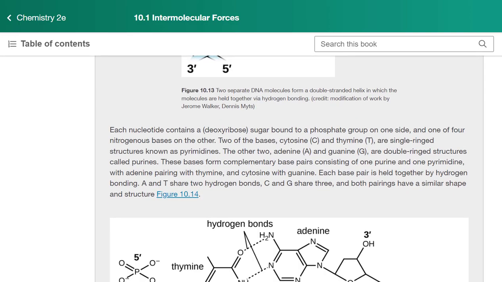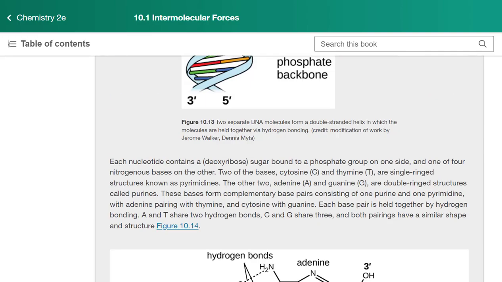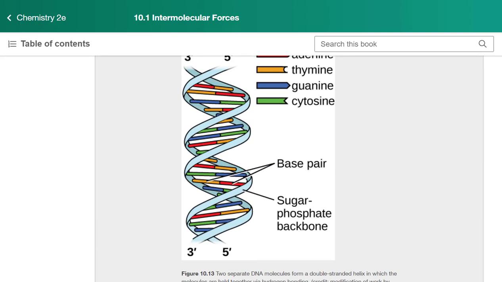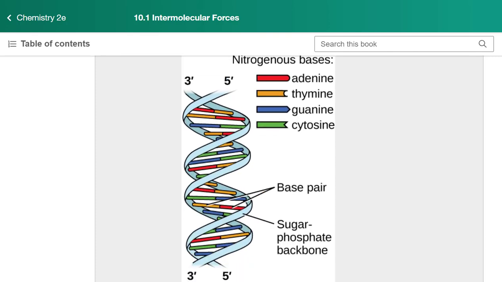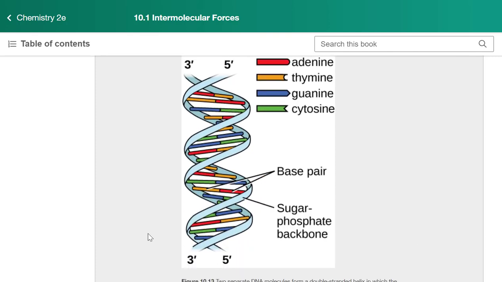Again, with DNA, some of you may or may not be in biology yet, or may not ever take biology. But one of the things DNA has to be able to do is basically unzip itself. So it comes apart and then comes back together. And in order to do that, you essentially need to have hydrogen bonding. Okay? So that's one way in which hydrogen bonding is very important.